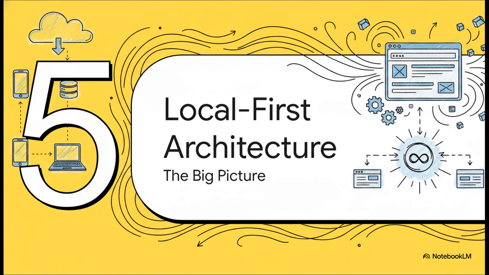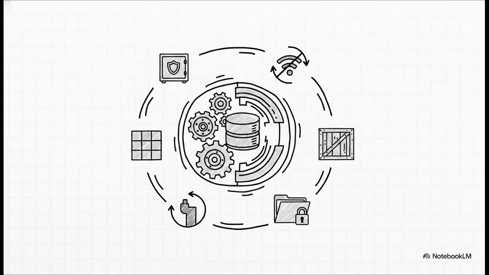And finally, Section 5, the local-first architecture, looking at the big picture. Let's zoom out and see how this all builds into the broader vision of a robust, offline-capable app. Just look at this recap of why IndexedDB matters so much. You get persistent state. You get full offline capability, structured storage, large object support, that massive file handle persistence we just talked about, and of course, zero backend dependency.